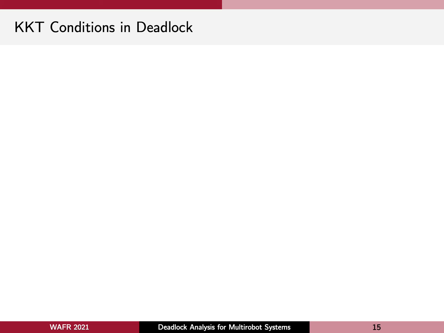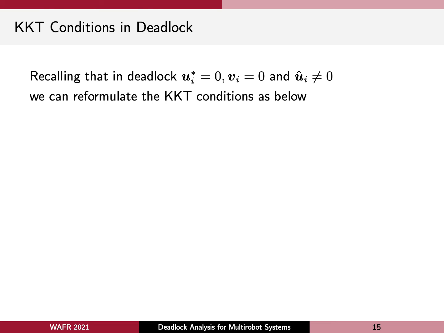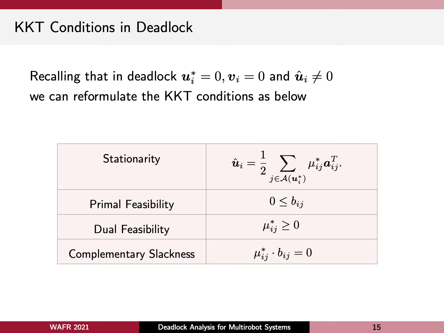So what do the KKT conditions look like when the robots are in deadlock? Well, ui hat equals this sum over here. Here a sub ij are vectors connecting the position of robot i to robot j. Then there's primal feasibility, which says that b sub ij should be non-negative. And then we have that the Lagrange multipliers should be non-negative. And then you'll have that the element-wise product of the Lagrange multipliers with b sub ij should be equal to 0. Now, this is all math, but each of these conditions has a nice intuitive explanation that is grounded in mechanics. So let me walk you through that now.